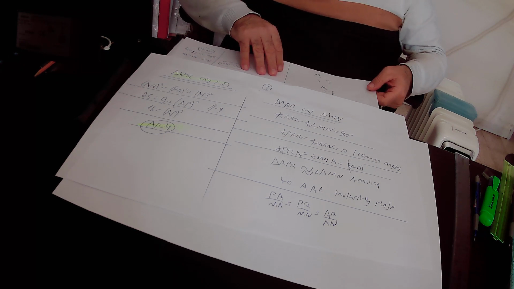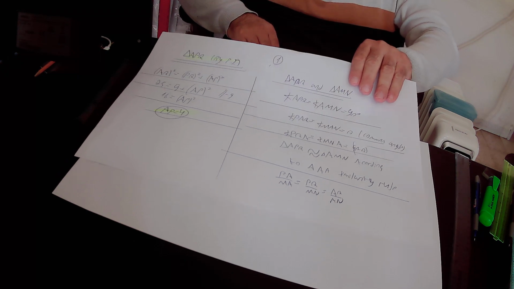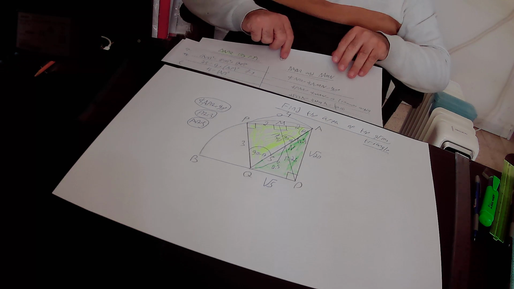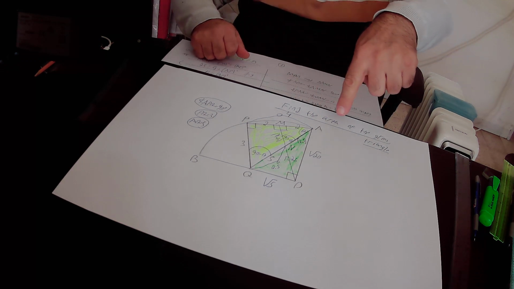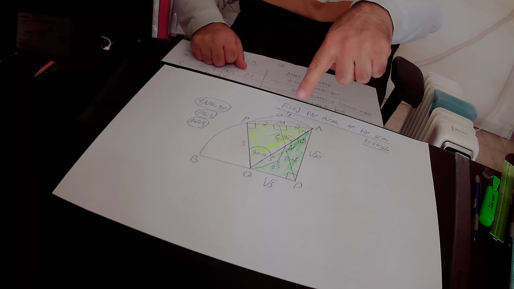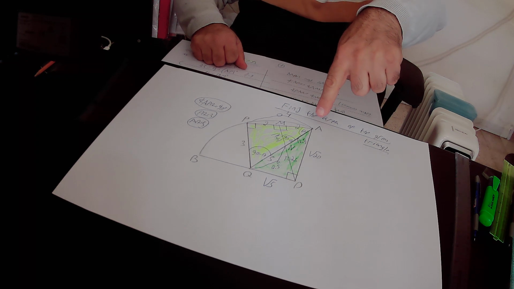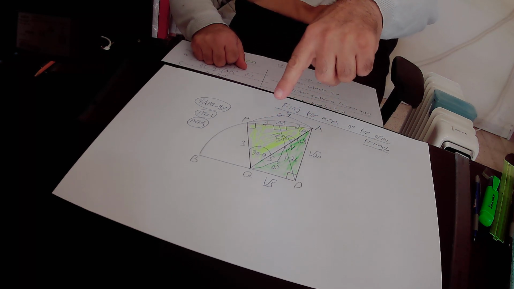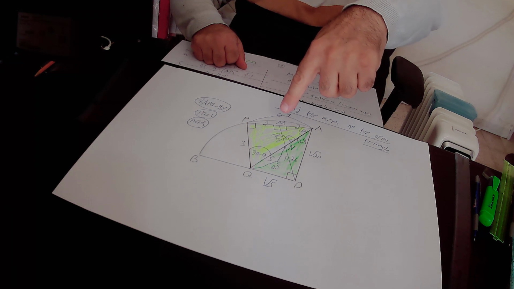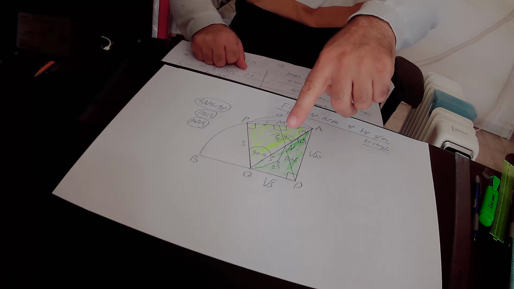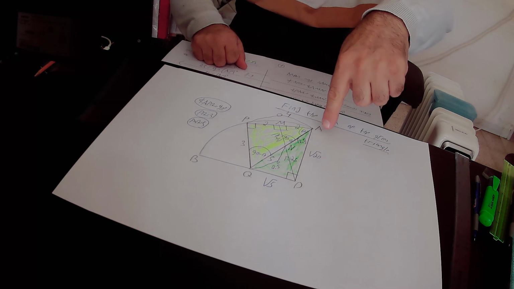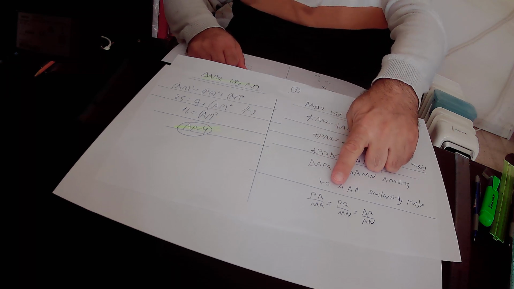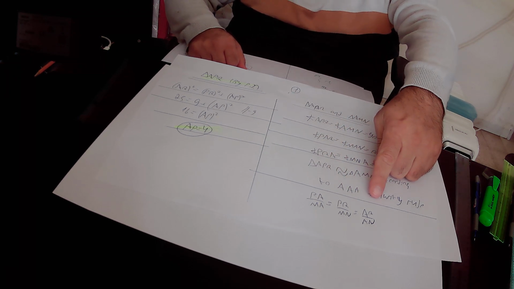And from the fact that the two triangles are similar to each other, we conclude that PA in the big triangle over MA in the small triangle equals PQ in the big triangle over MN in the small triangle. It is also equal to AQ in the big triangle over AN in the small triangle. Again, PA over MA equals PQ over MN equals AQ over AN.